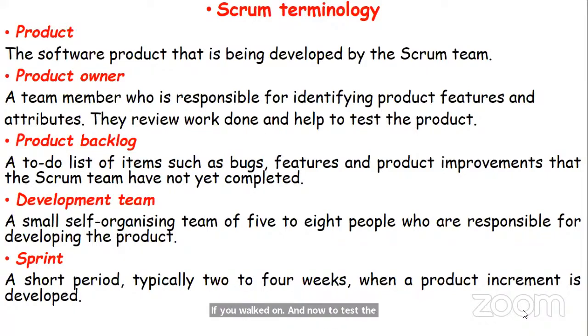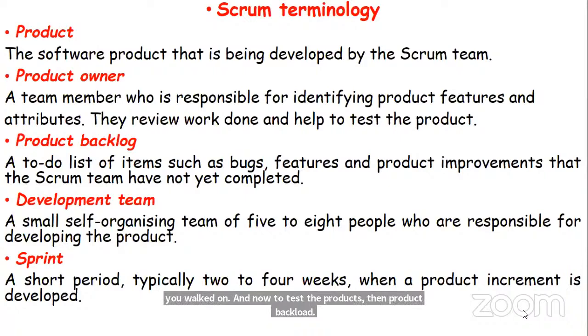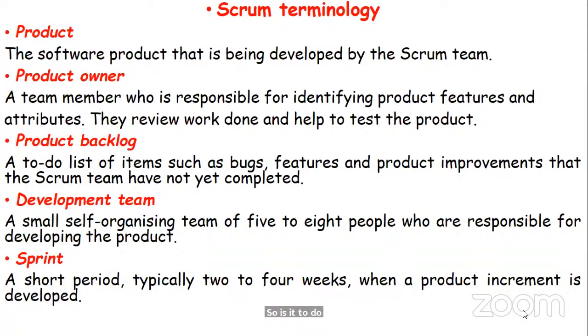Then the product backlog. It's a to-do list of items such as bugs, features, and product improvements that the Scrum team has not yet completed. Development team: a self-organizing team of around 4 to 8 who are responsible for developing the product. Then sprints: the short period, typically 2 to 4 weeks, when a product increment is to be developed.